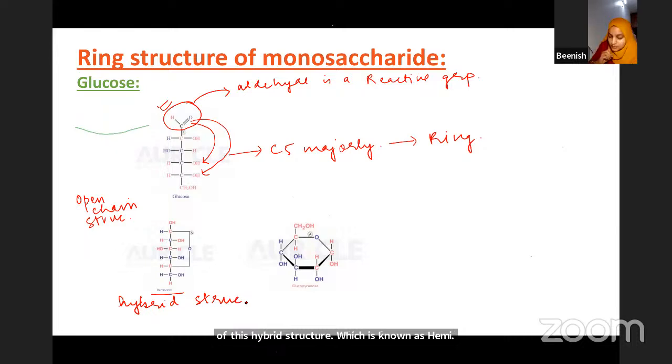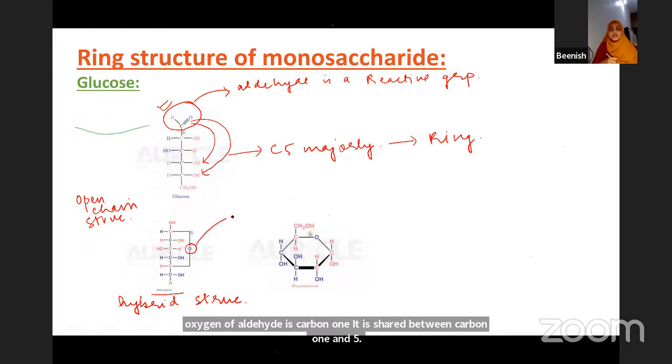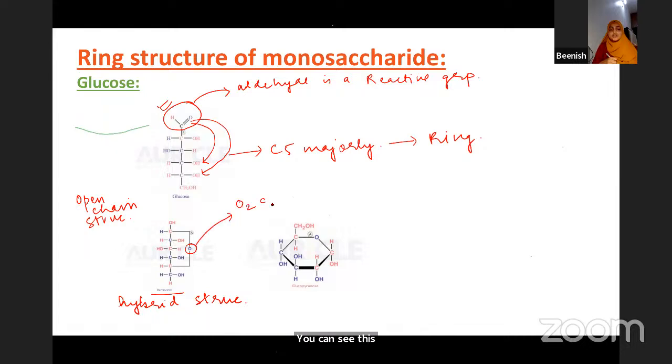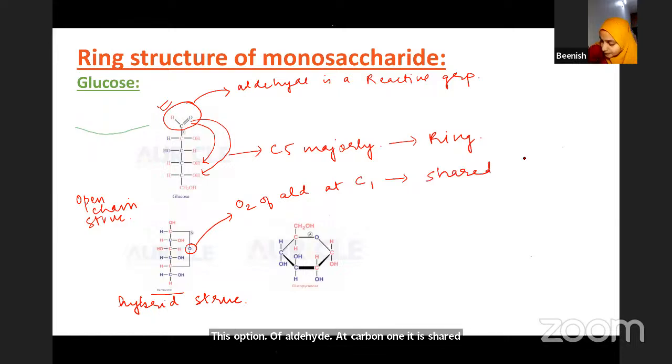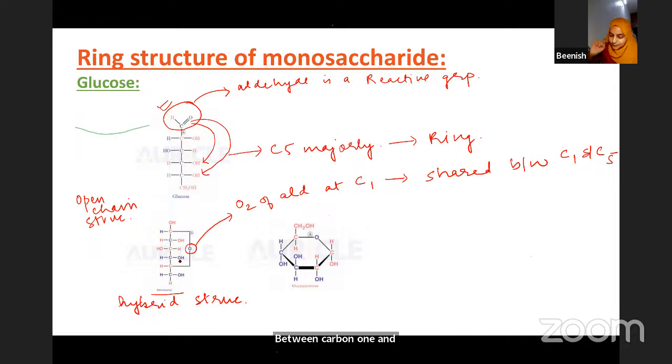This hybrid structure known as hemiacetal is formed. So now here you can see what is happening in hemiacetal. The oxygen of aldehyde at carbon 1 is shared between carbon 1 and carbon 5. You can see this, it is being shared.